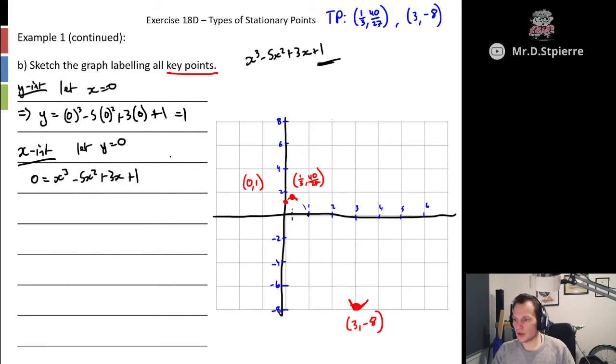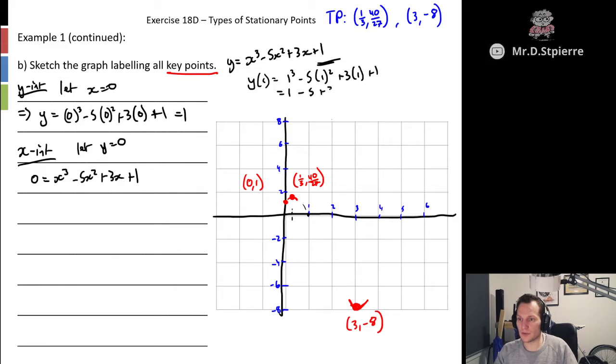So let's try quickly what f of, that was y is equal to, so let's see what y of 1 is equal to. We get 1 cubed minus 5 by 1 squared plus 3 by 1 plus 1. So we get 1 minus 5 plus 3 plus 1 is equal to 0. So we can say quite clearly that using the factor theorem, x minus 1 is a factor.